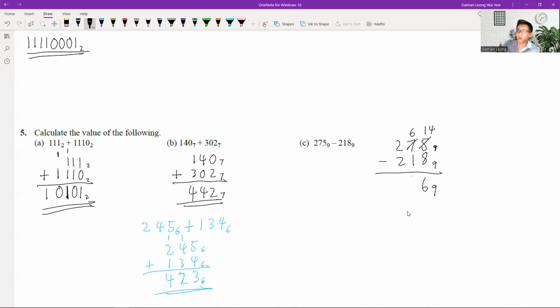6 minus 1, 5. 2 minus 2 is 0. 0 don't need to write. So it's 5, 6 base 9.